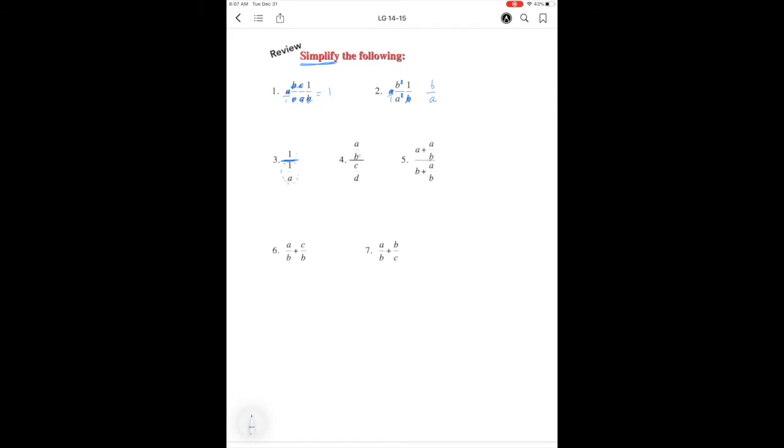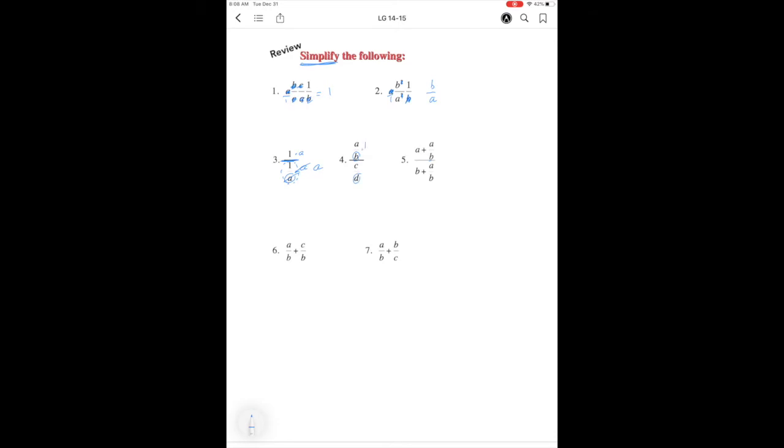Number 3, we have a complex fraction because we have 1 divided by this guy right here, and that's a fraction. A complex fraction is when you have a fraction in the numerator or denominator or both. So here I want to get rid of this A, the complex. If I times it by A, I get rid of it. But when you multiply the bottom, you've got to multiply the top. So 1 times A is A. So that's what it simplifies to.